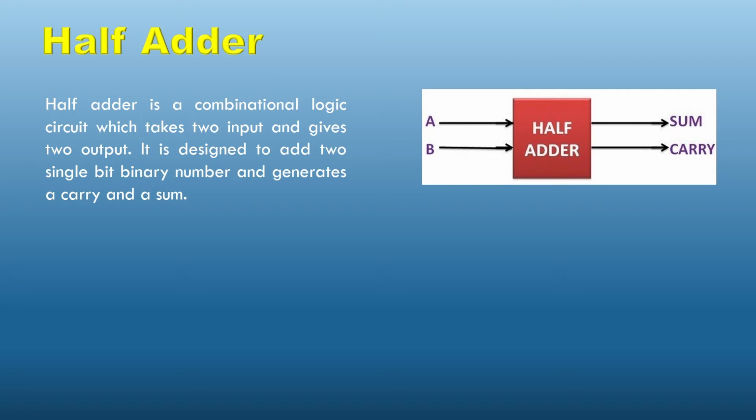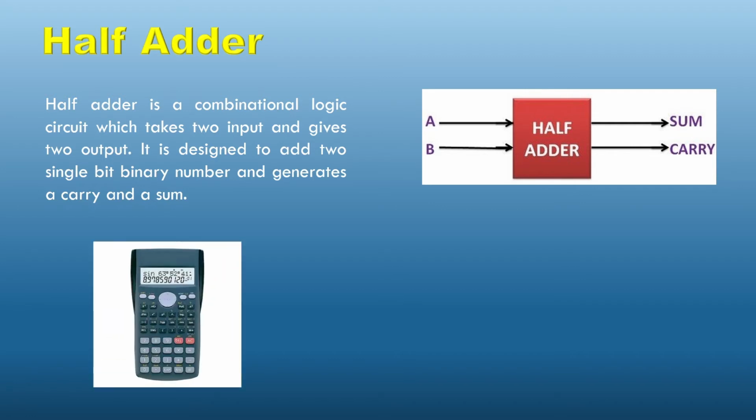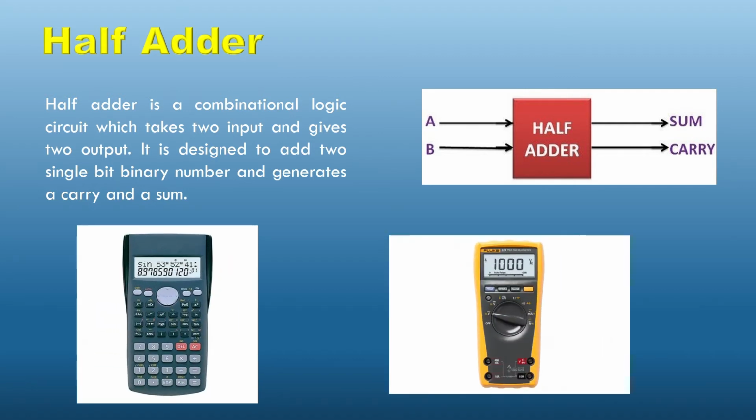Augend is that value to which another value is added, while addend is that value which is going to be added into another value. Now, as the definition says, half adder takes two inputs and generates two outputs. Half adder can pass sum, but it is unable to pass carry into the next adder. Hence, it is used in calculators, digital measuring devices, etc.